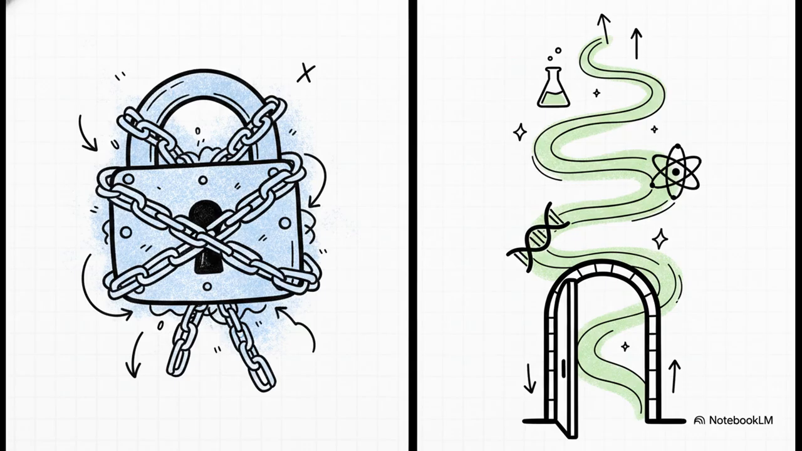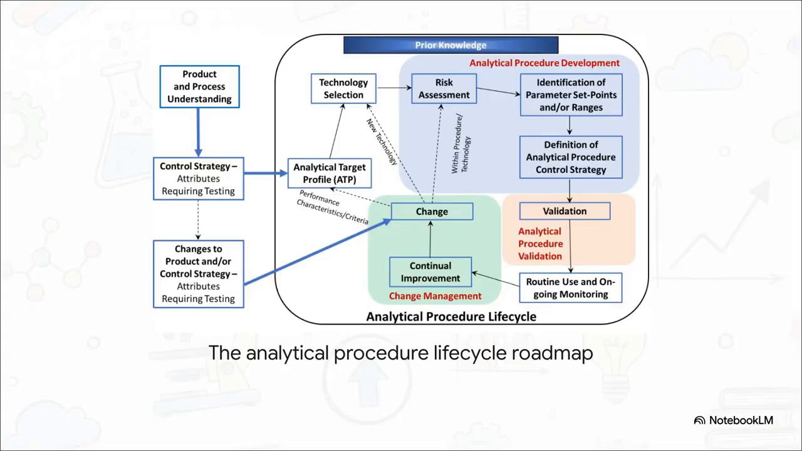It's all about designing a procedure that's flexible from the start and understood so deeply that future changes are actually manageable. And this roadmap really beautifully illustrates that entire analytical procedure lifecycle. Notice how your prior knowledge and your risk assessment feed directly into your control strategy and those post-approval changes. Basically, your product and process understanding inform exactly which attributes require testing. And then that feeds right into your technology selection, risk assessment, and parameter identification, which leads all the way down to routine use and continual improvement. It's just a continuous, highly logical loop.